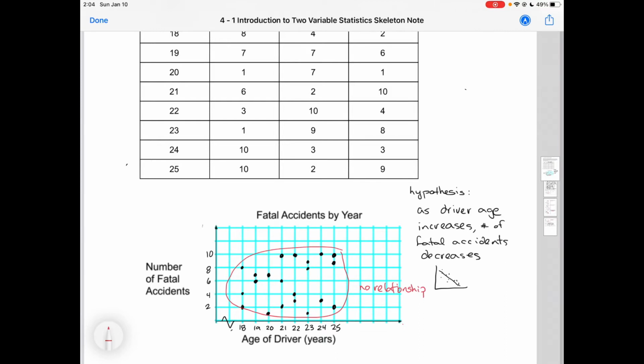Perhaps I would have had something different if I had increased my age bracket, or if I'd looked at the age in groups, so the accidents between 18 and 25 compared to the accidents between 25 and 35, and then 35 and 45. Perhaps I would have seen a relationship there. But between 18 and 25, it doesn't appear that there is any relationship between the driver age and the number of fatal accidents per year.